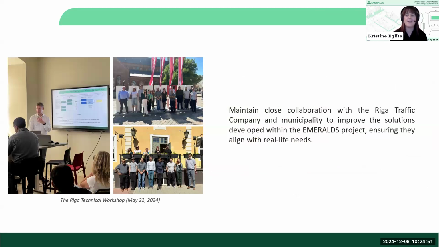Regarding next steps, Yuris will outline our technical plans. So here I would like to just add that our aim is to maintain close collaboration with the Riga traffic company and municipality. We already held one in-person workshop in May this year, and we also try to regularly update them on our progress, but the plan is to continue this way as their input is important in ensuring that solutions developed with the Emerald project are aligned with their needs.